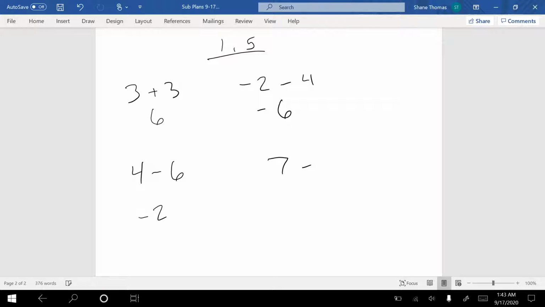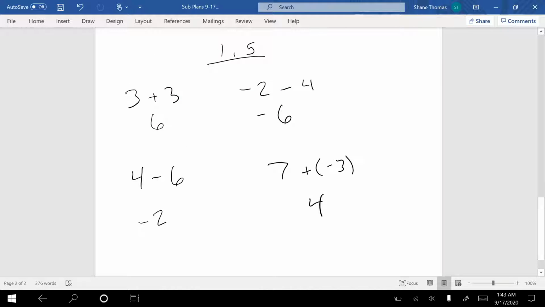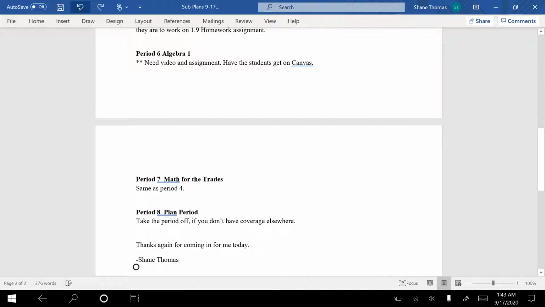Or 7 plus negative 3. Alright, subtract them. 7 minus 3 is 4. Keep the sign of the larger, so it's a positive. Alright, now let's look at what happens if we have fractions.